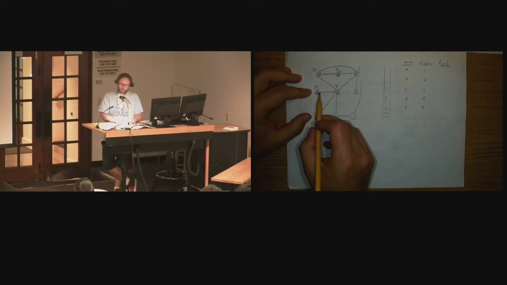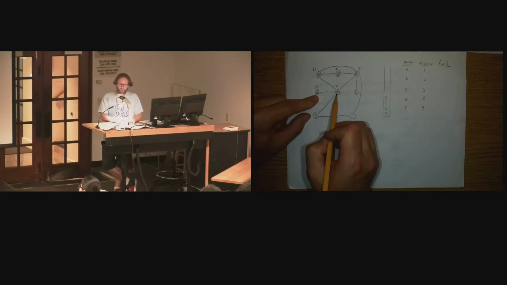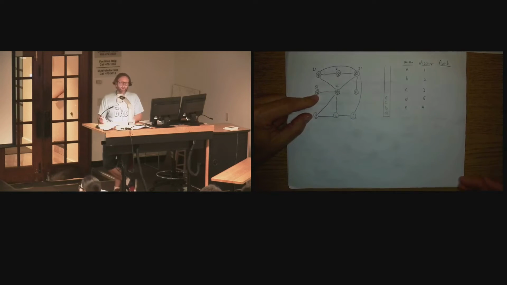Now, here's where something different happens. I'm at D. I look at its neighborhood. The only thing in its neighborhood is E, which is gray. We've reached a dead end. If you want to look at this as a maze, we've reached a dead end, so what do we need to do if we reach a dead end? We need to backtrack. We need to go back to where we came from.